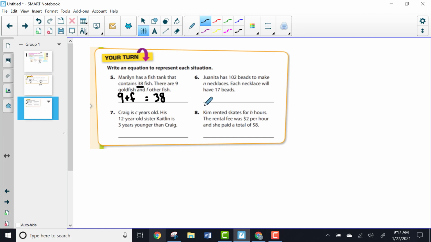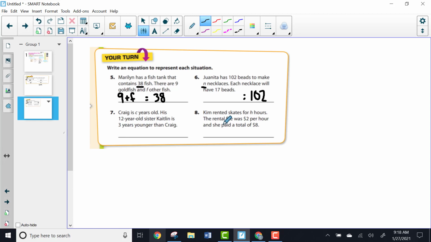Now let's take a look at number 6 here. It says Juanita has 102 beads to make n necklaces, and each necklace will have 17 beads. So basically what we're trying to figure out is the value of n there, okay? But really we're just trying to write this real world situation as an equation here. So we know 102 is the total there. That's how many total that she has.